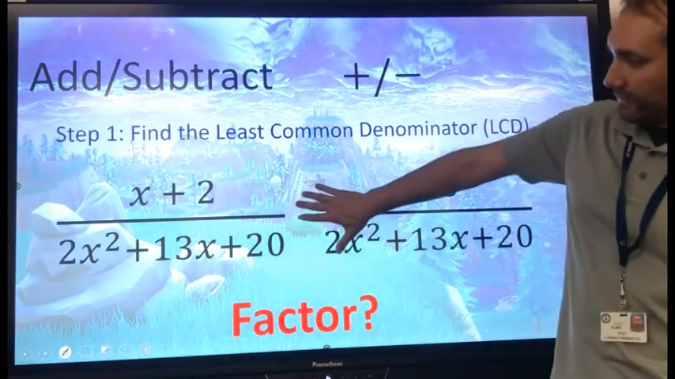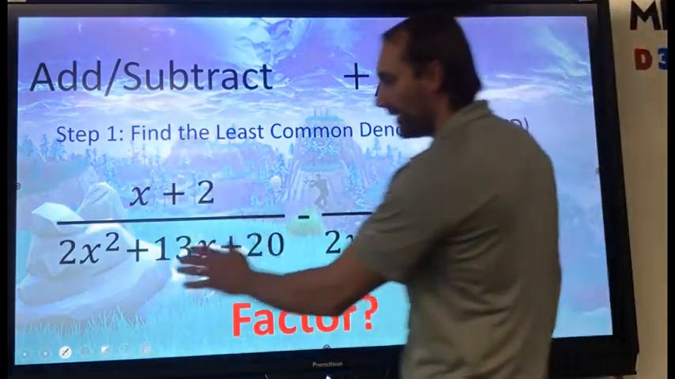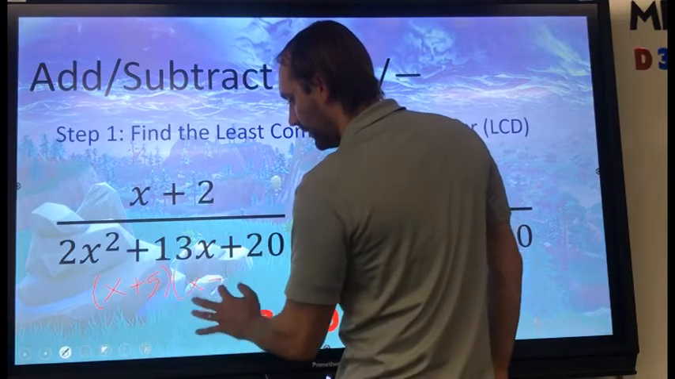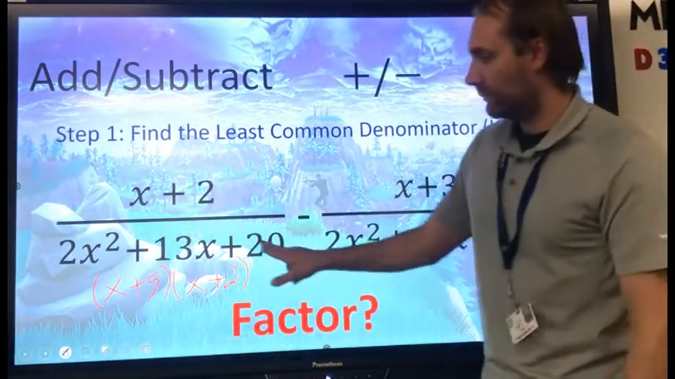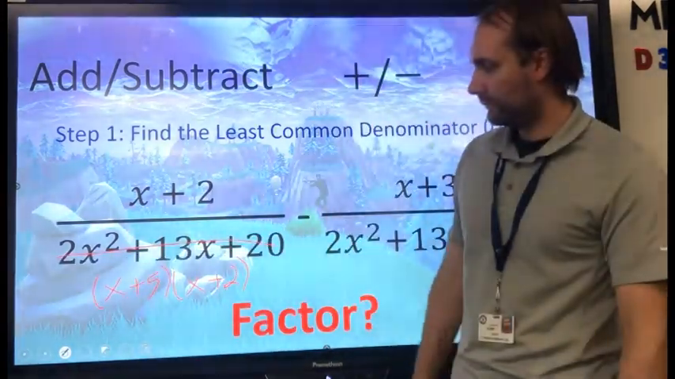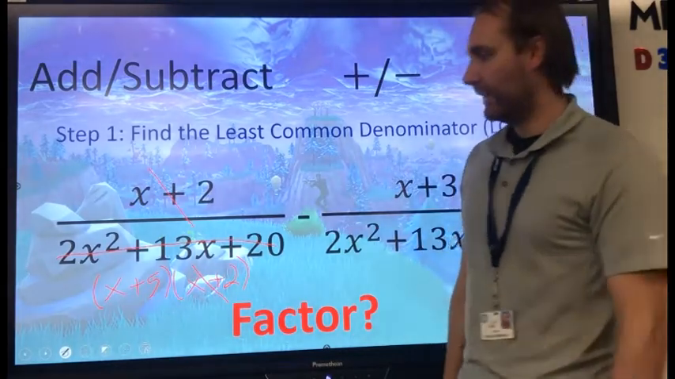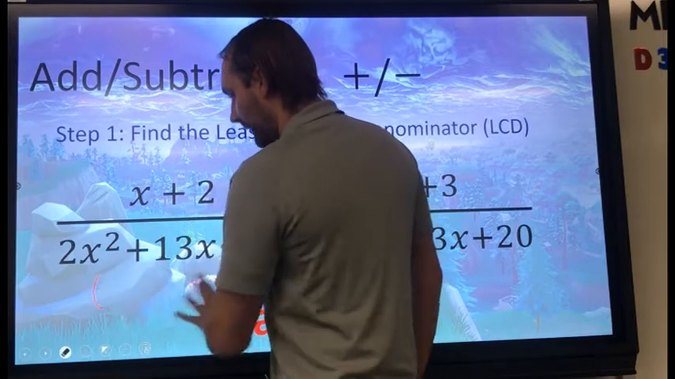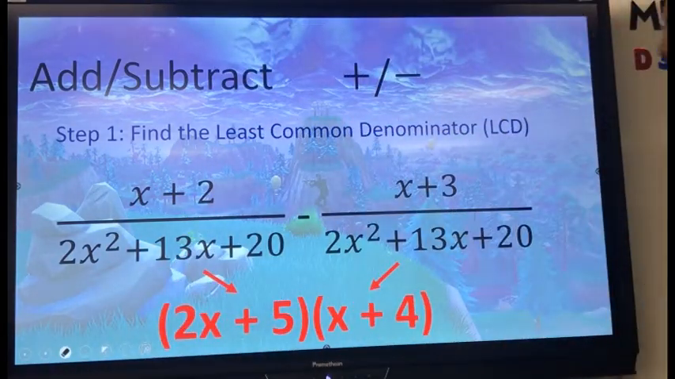You should already see 2x squared plus 13x plus 20 and think, oh, maybe I could factor that. Because let's just say hypothetically that factors into x plus 5 times x plus 2. What happens with the x plus 2's on the top and the bottom? They cross out. Yeah, they reduce to 1. So factoring is a good thing to do first because it could make your life simpler. For the sake of time, I'm going to go ahead and factor that for you. They factor into 2x plus 5 times x plus 4.